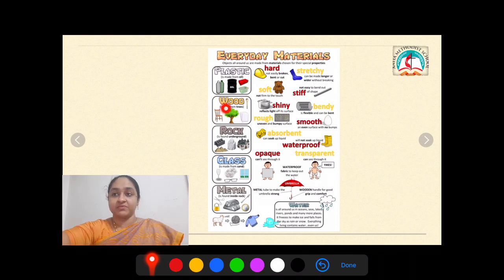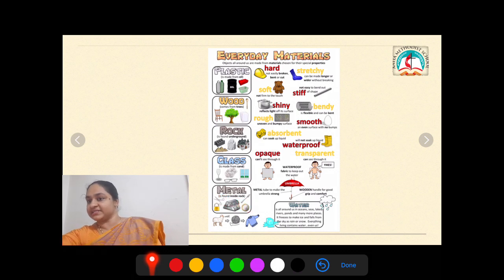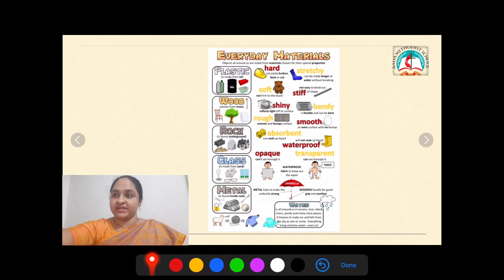Plastic is made from oil. Wood comes from trees. Rock is found underground. Glass is made from sand. Metal is found inside rocks. So, hard materials are not easily broken or cut. Stretchy, flexible materials can become longer or wider without breaking.